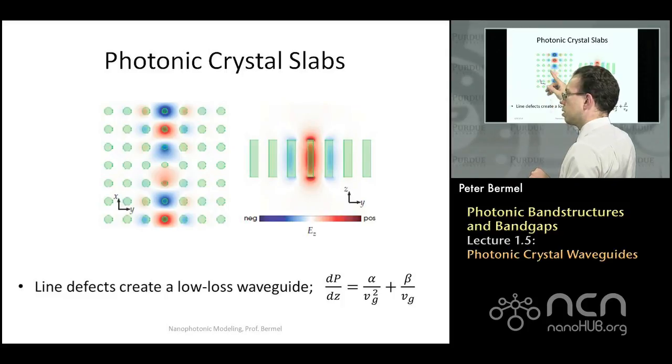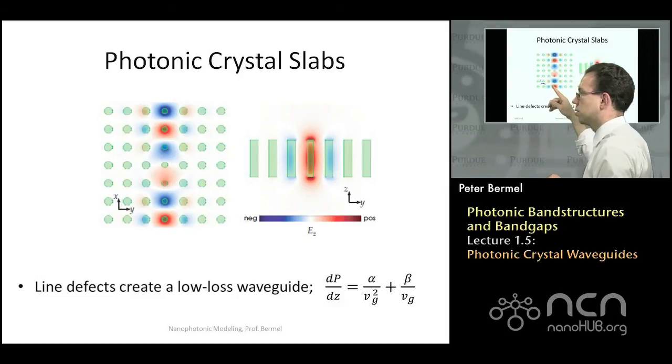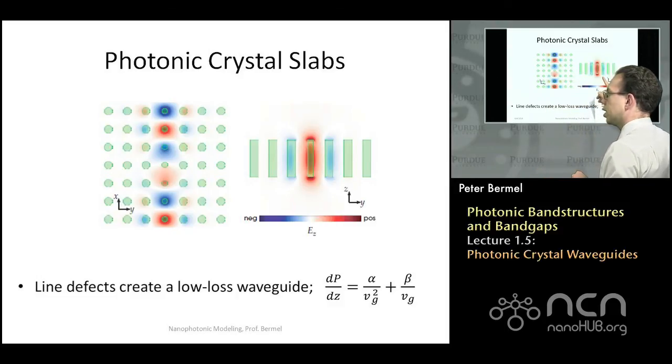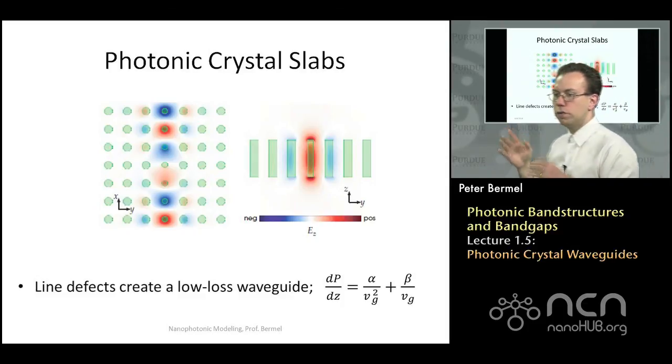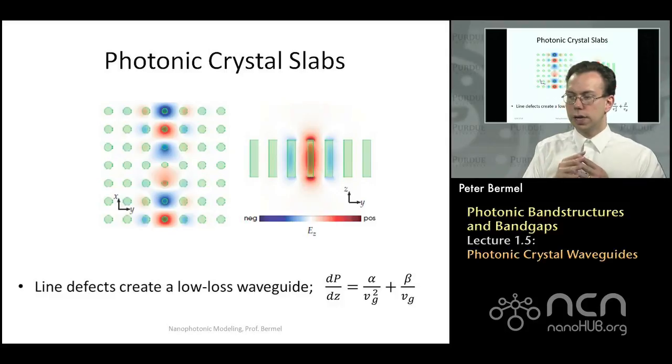And from above, it looks very similar to what we saw in the 2D photonic crystal. And then if we look at it from the side, you can see that the light is strongly confined to the defect rods vertically as well because of index guiding. And so overall what we've done is we've created a low loss waveguide.